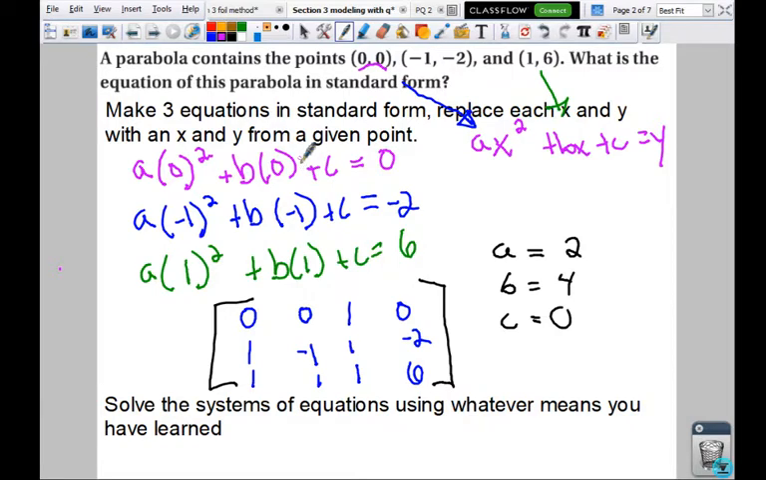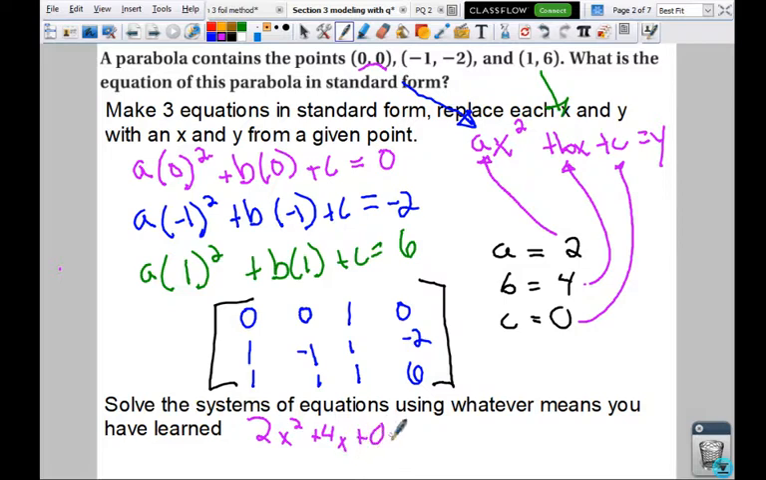This asks what is the equation of the parabola in standard form. I found out what A, B, and C are. I need to actually put them back into my equation though. I need to take this 2 and plug it in for A, the 4 for B, and 0 for C, and then after I do all that, I'm finally done. So I really have 2x squared plus 4x plus 0 equals y. That is the equation of my parabola that has the points 0, 0, negative 1, negative 2, and 1, 6.